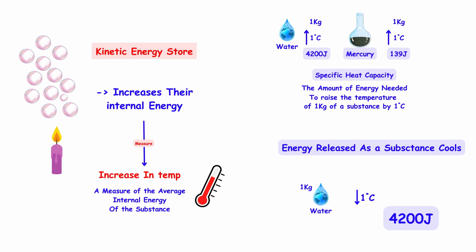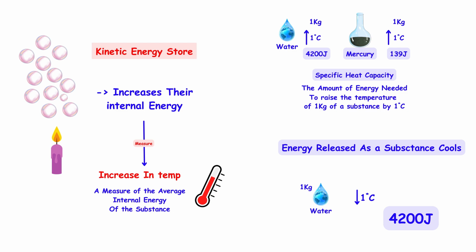However, not all materials respond the same way when energy is added. Some materials need significantly more energy than others to raise their temperature. For example, to heat 1 kilogram of water by 1 degree Celsius, we need 4,200 joules of energy, whereas heating 1 kilogram of mercury by the same amount only takes 139 joules.